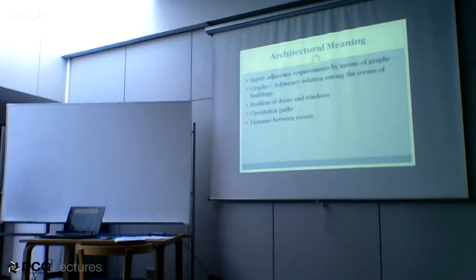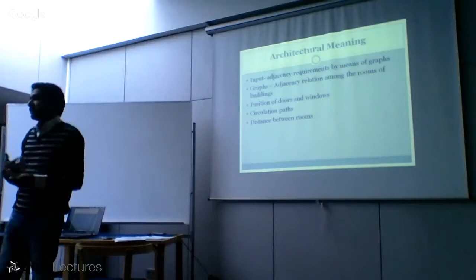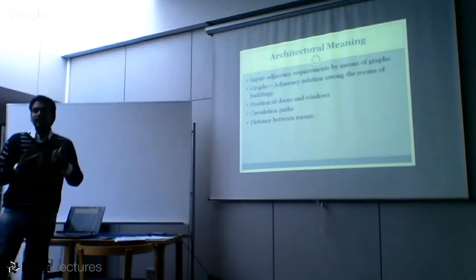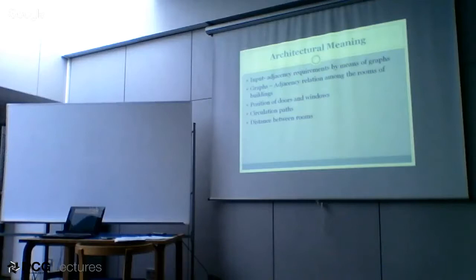Initially, the architectural meaning of the graph. The first important point is that if you want to give the adjacency relations between rooms, like there is a user or an architect who has a requirement that, okay, I need 5 rooms, and I want room 1 to be adjacent to room 3, 3 to 5, 2 to 4, then how to present it? The simplest way to represent that adjacency requirement is through a graph. So if you have to give the input, the best way is to give it through the graph.